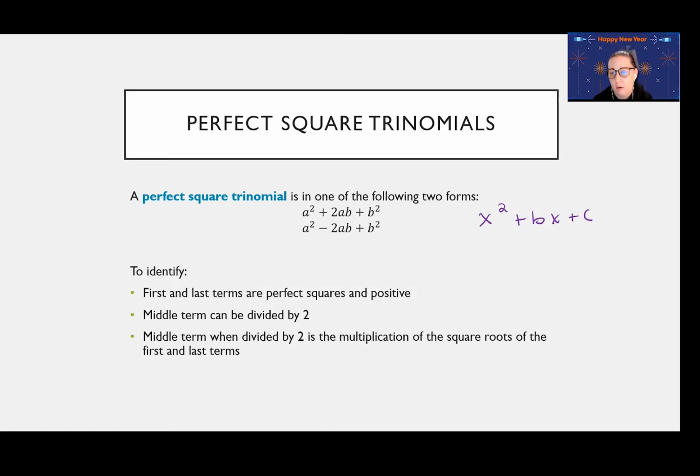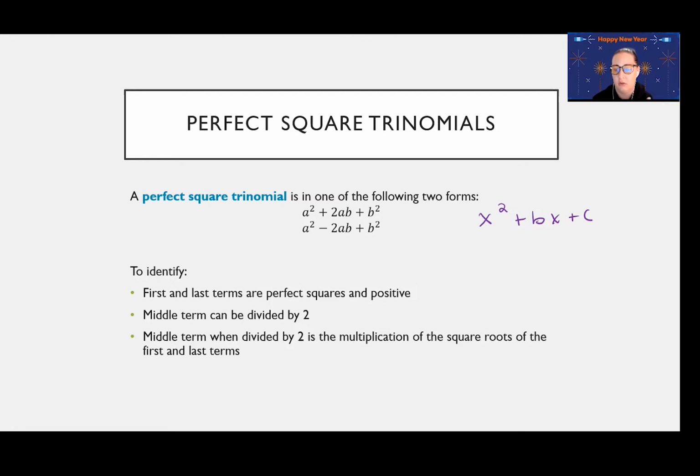Then the middle term ends up always being twice, basically. So it's going to be 2 times something times something. So it's always going to be even because it's always going to be multiplied by 2. And then if you took the square root of the first term and the last term and multiplied them together, that will get you your middle term divided by 2. So there's this pattern, and it takes a while to see the pattern at first.